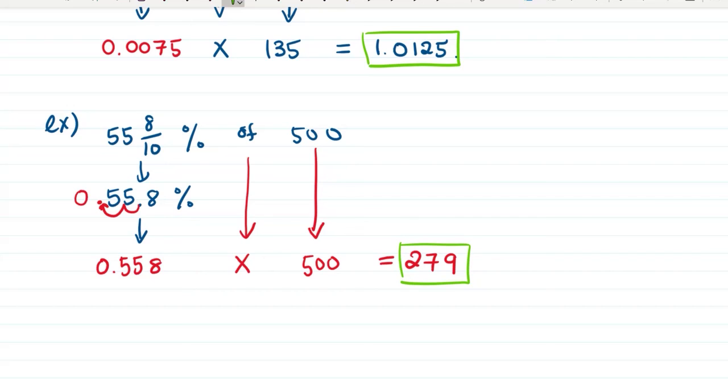Okay, so just to recap, when you're given the percent, make sure you change that to the decimal value by moving the decimal point twice to the left side of your number, and translate the word of to multiplication, and then multiply that decimal value with the given number, and you will get the right answer.